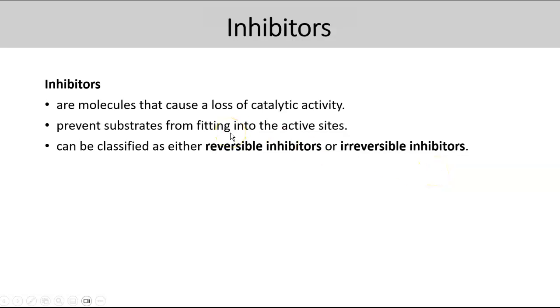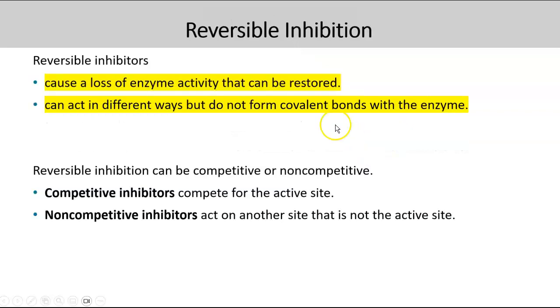Okay. So remember, we are talking about different classes of inhibitors in this section. It's very important for you to draw this as a diagram. Inhibitors can basically be divided into two classes, reversible inhibitors and irreversible inhibitors. Okay. Now let's see what reversible inhibition is. The first class.